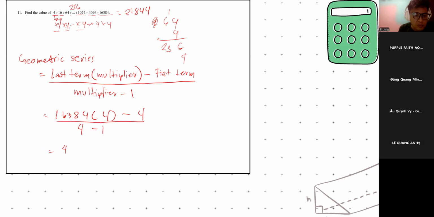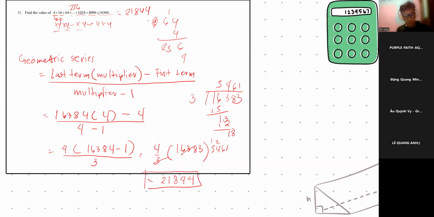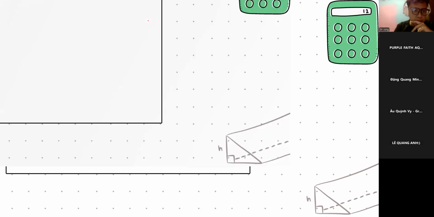So factor out 4 for us to be able to solve it easier. 16384 minus 1 all over 3. So 4/3 times 16383, right? Note that this is a multiple of 3. So we just need to divide it. 16383 divided by 3. That's 5461. Multiply 4 by 5461, that's 21844. And that should be the answer. So any more questions regarding this problem? So if none, we'll proceed to number 12.